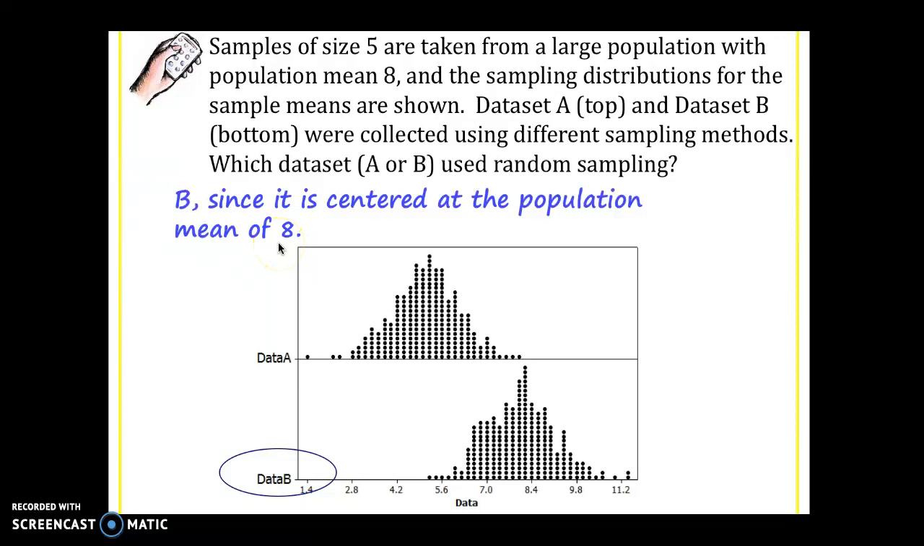Why is that? If we're doing true random sampling, and our samples are random and represent the population, the center of the sampling distribution should be about the same as the population parameter. So for dataset B, the center is somewhat around 8, whereas for dataset A, it looks like the center is going to be closer to 5.